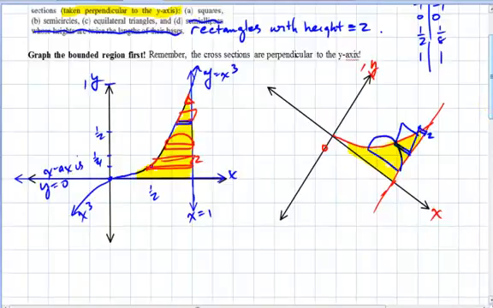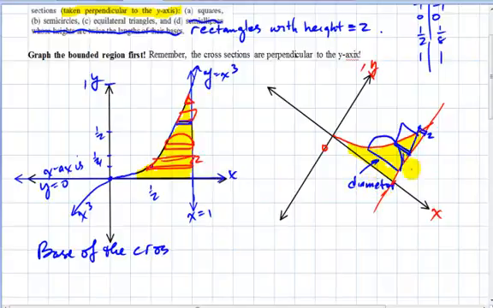So the first thing we need to do is get the base of your cross section, because that forms the side of the square. That forms a diameter here. This is the diameter.